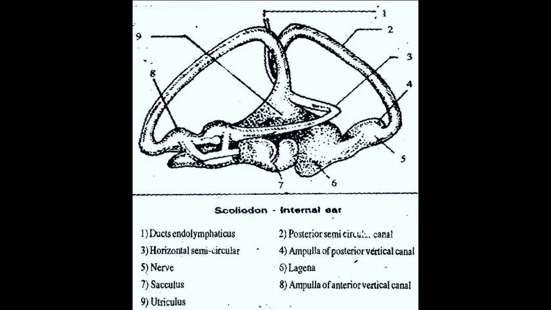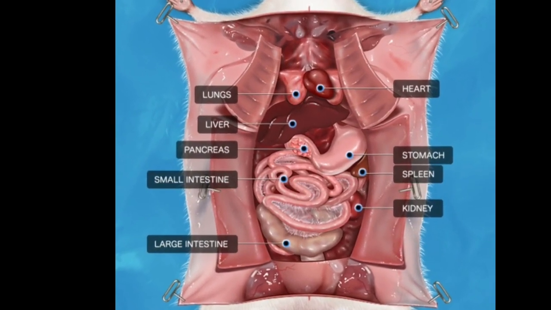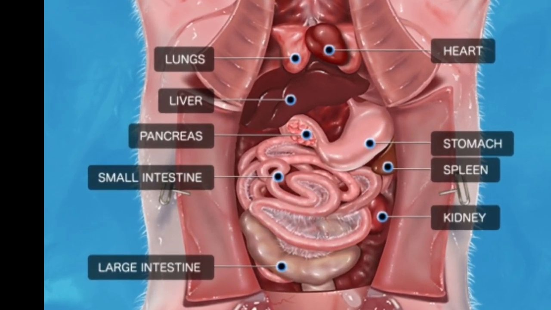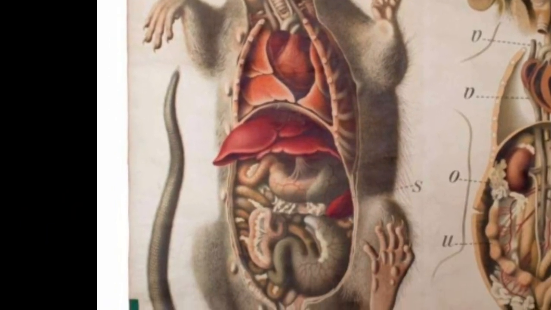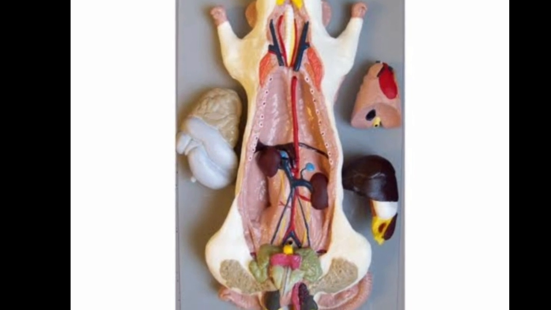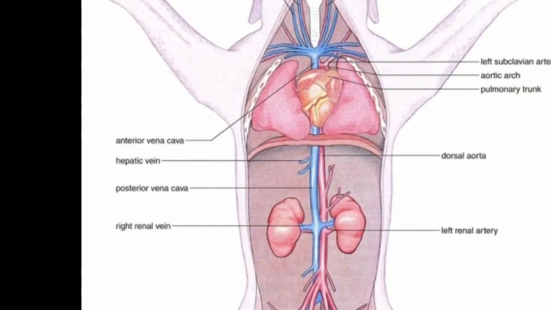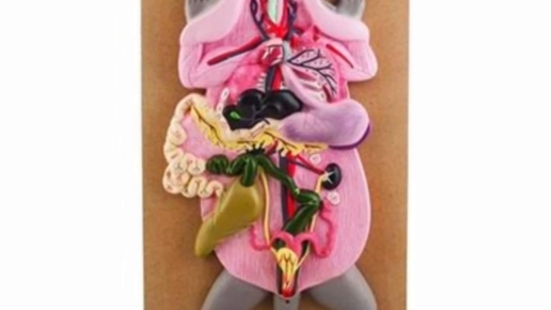The next anatomical study is of the rat, which has the objective of comparing rat anatomy with human anatomy. Here we have to study the digestive system, reproductive system, venous system, and arterial system. In the organ systems of the rat, the same organs are present as in the organ systems of man.